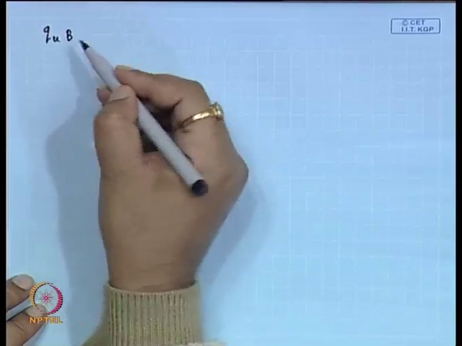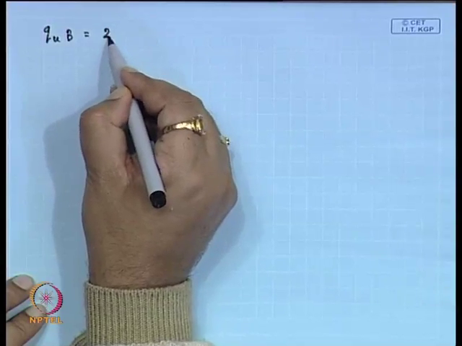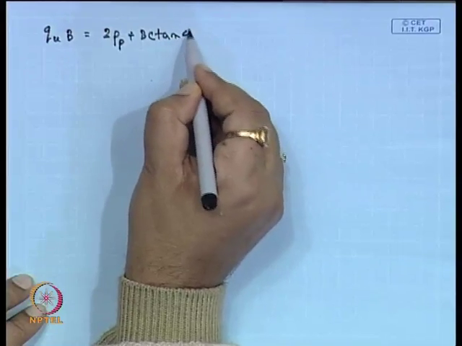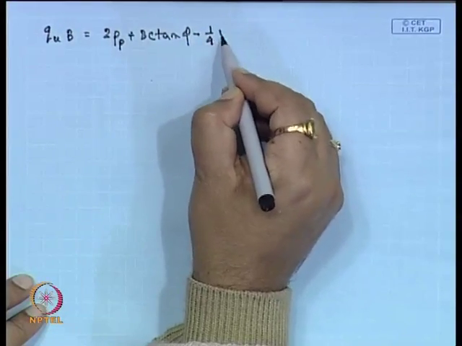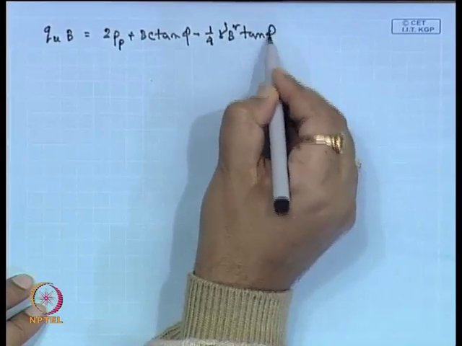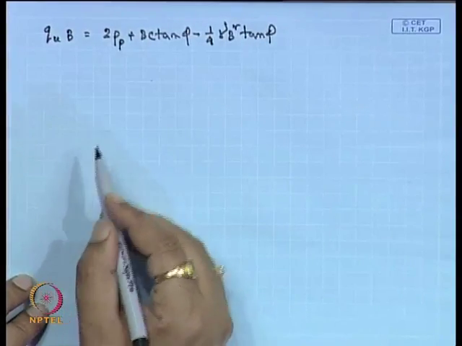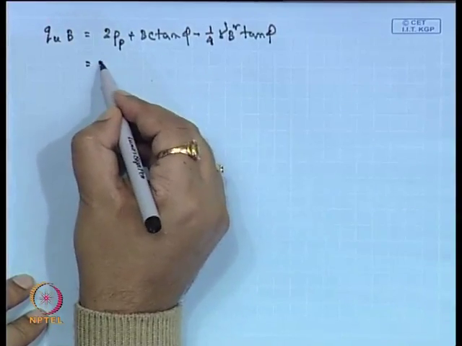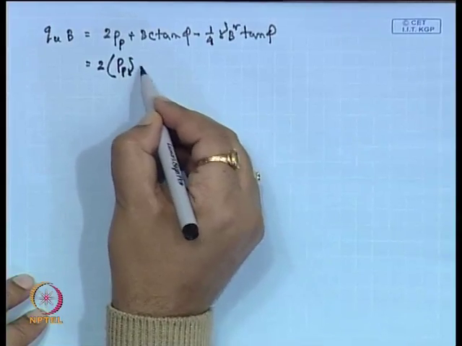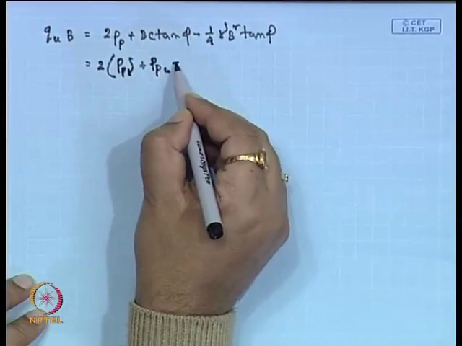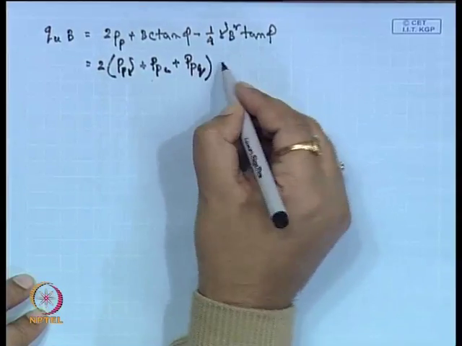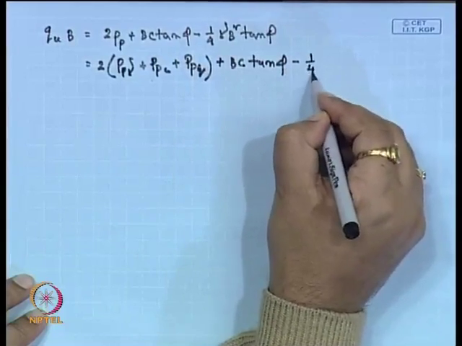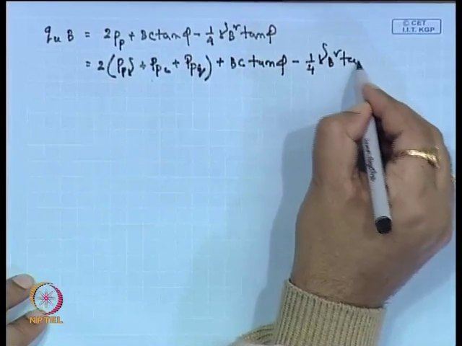our expression was Qub is equal to 2 Pp plus Bc into tan phi minus 1 by 4 gamma B square into tan phi. So, if Pp is the summation of three parts, then if we replace it, this is 2 Pp gamma plus Pp c plus Pp q plus Bc into tan phi minus 1 by 4 gamma B square into tan phi.